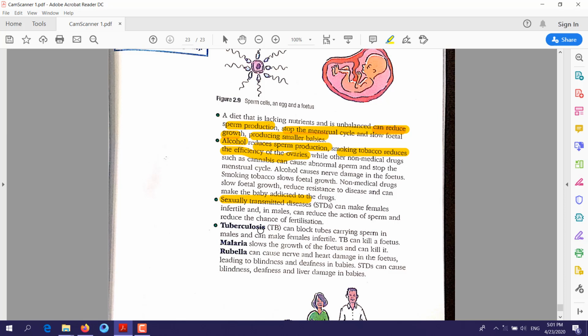An example of a disease here is TB, tuberculosis. This kind of disease can block the tubes carrying sperm in males and can make females infertile. TB can kill a fetus. Other examples of diseases are malaria and tropilia. So here are some diseases that affect the fetus.